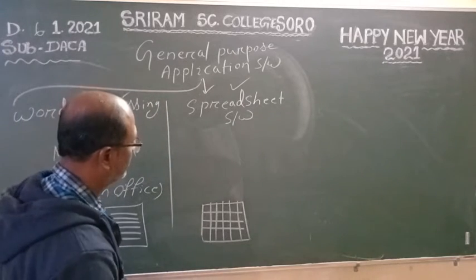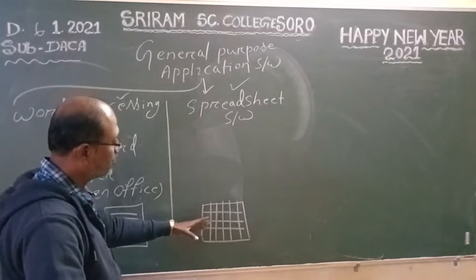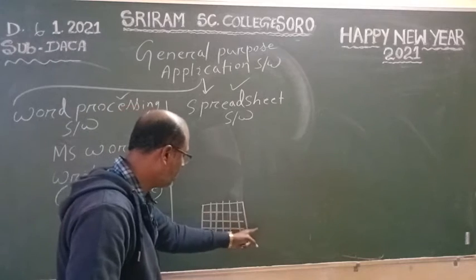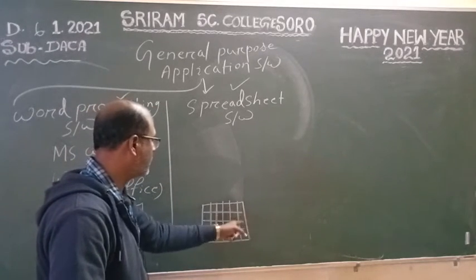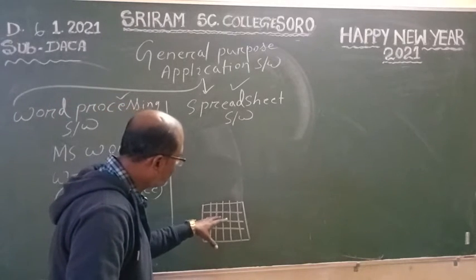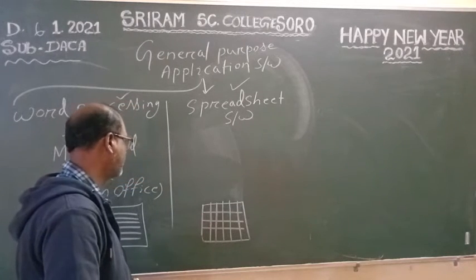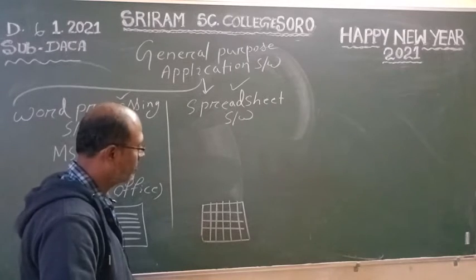Okay. The table, as you know, is the collection of rows and columns. This kind of horizontal line is known as rows, and this kind of vertical line is known as column. So you can store the data in rows and columns. That's why in tabular form you can store the data.